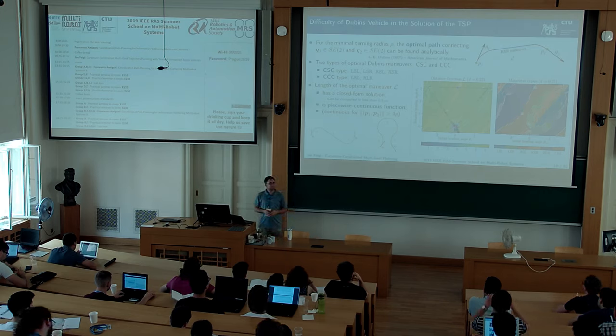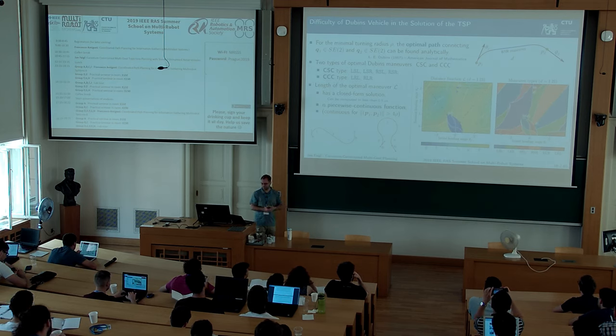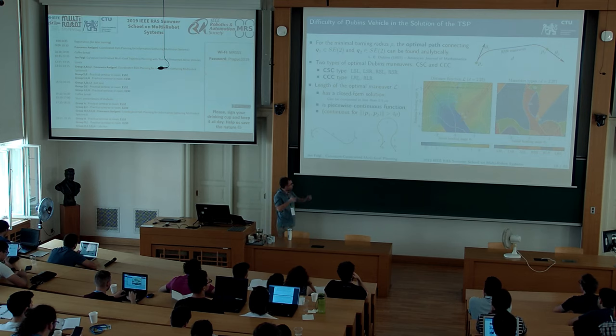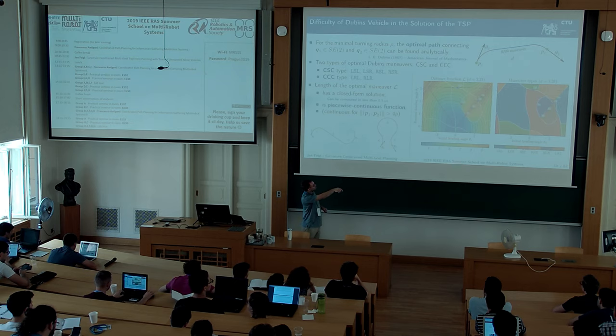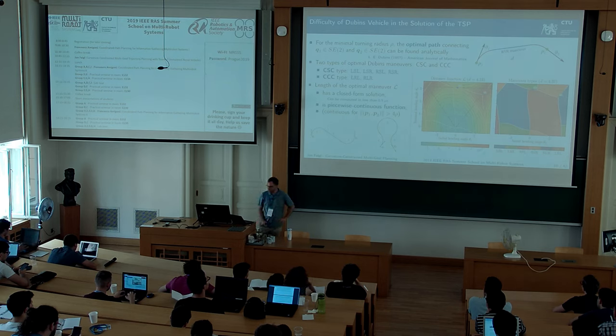And why is this difficult in this context of the TSP? So this is a kind of visualization where we have this configuration. On the one X, we have the initial heading, and the terminal heading is on the other X. And imagine that we would like to change the distance between these two points.